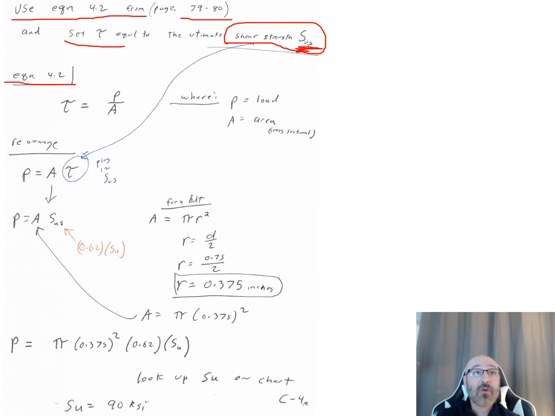So equation 4.2, what is that? Equation 4.2 in our textbook simply says that tau is equal to load over area. P is our load, A is our cross-sectional area. So we can plug in our shear strength and set this equal to tau.